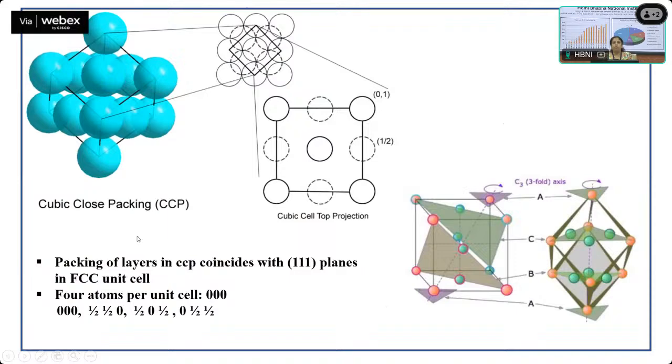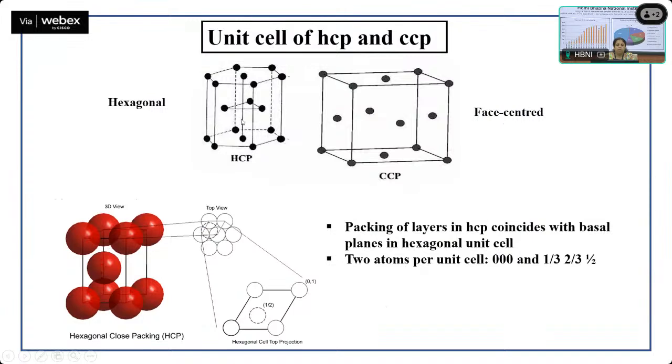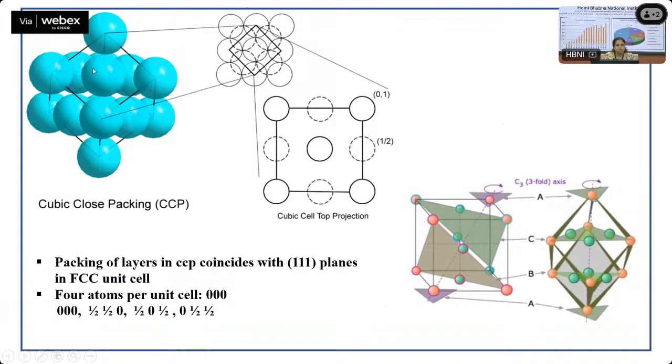Now visualizing the cubic unit cell. In the hexagonal unit cell, the basal plane of the unit cell coincides with the close packed layer. That means the layers are standing vertical in your hexagonal unit cell. These are actually the close packed layers which form the basal plane of the unit cell, but it is not so in CCP. So these are your close packed layers in CCP.